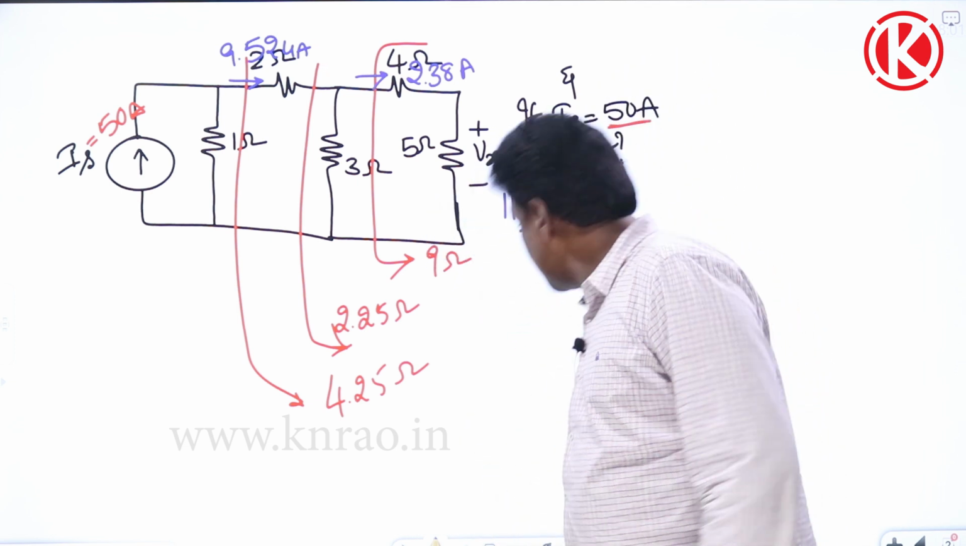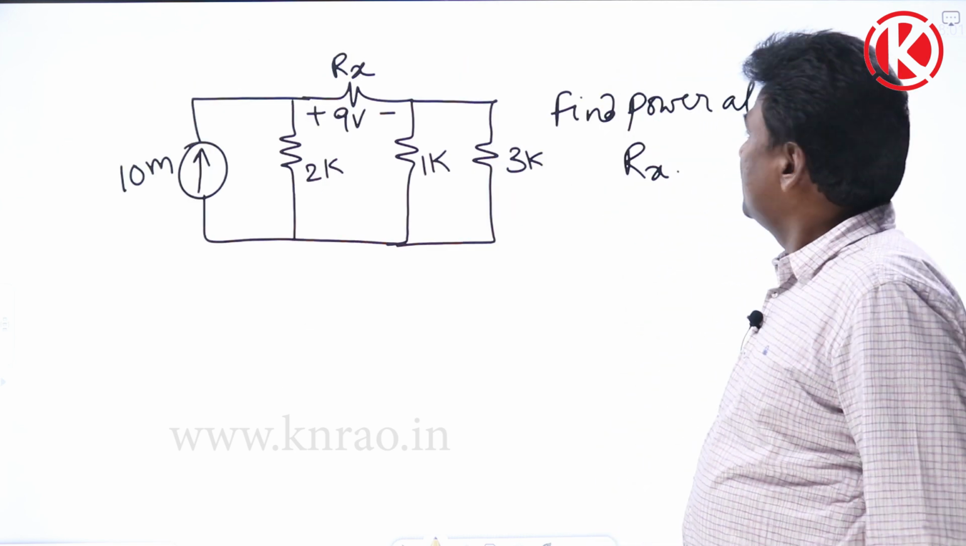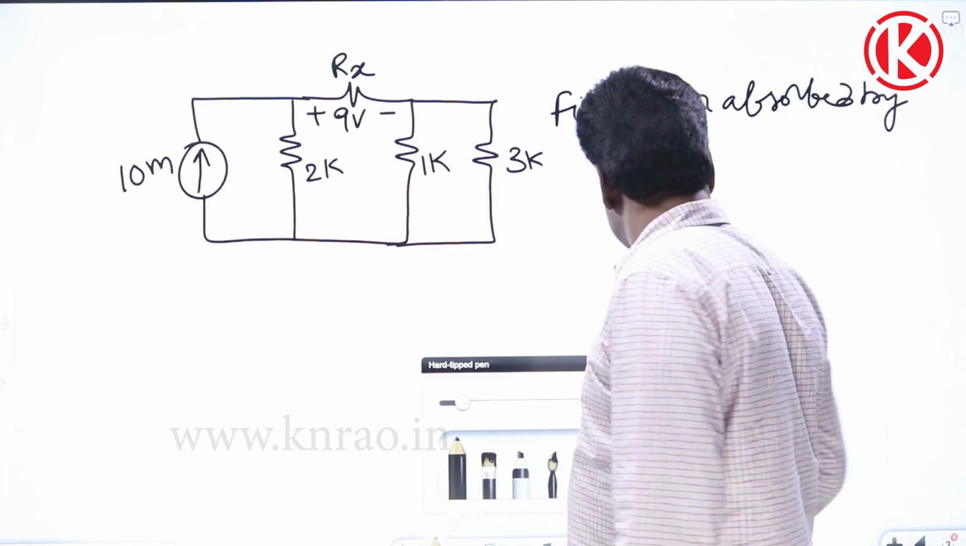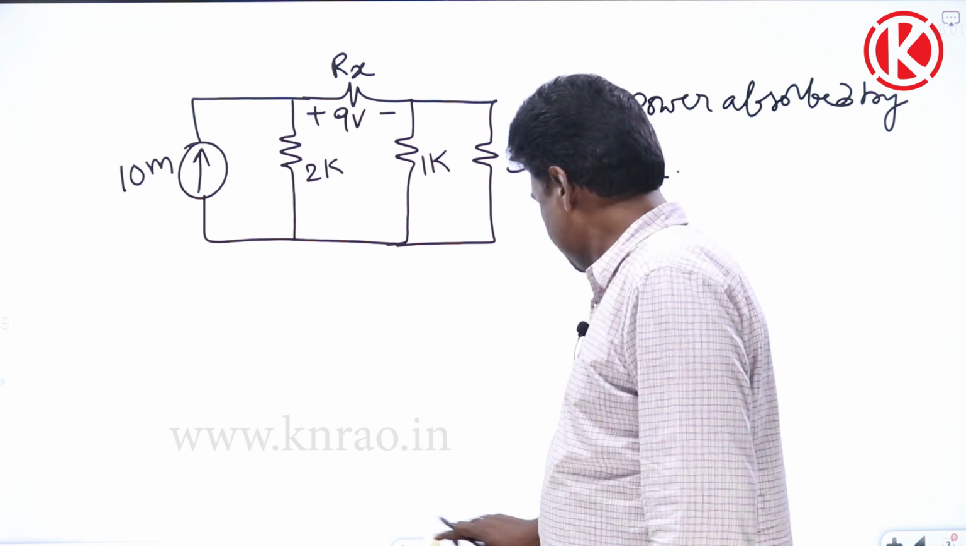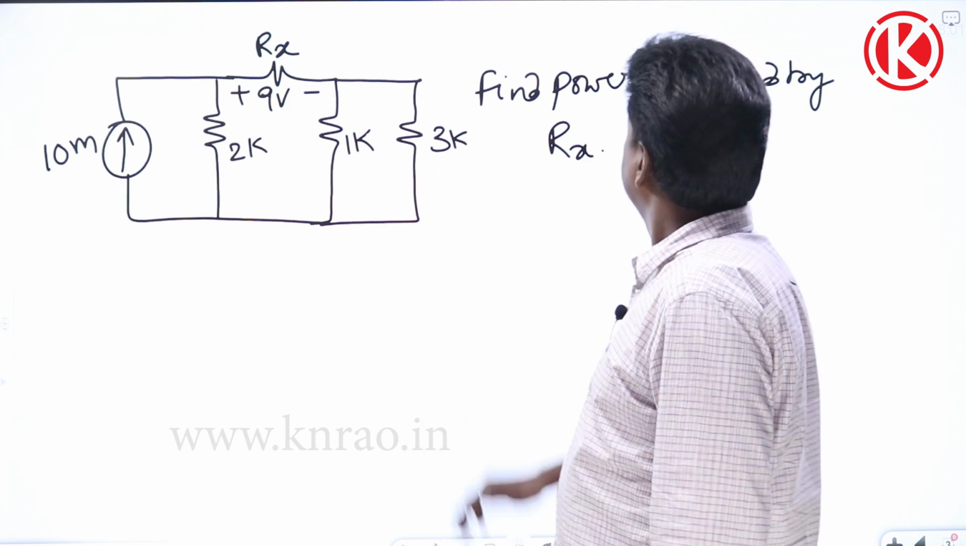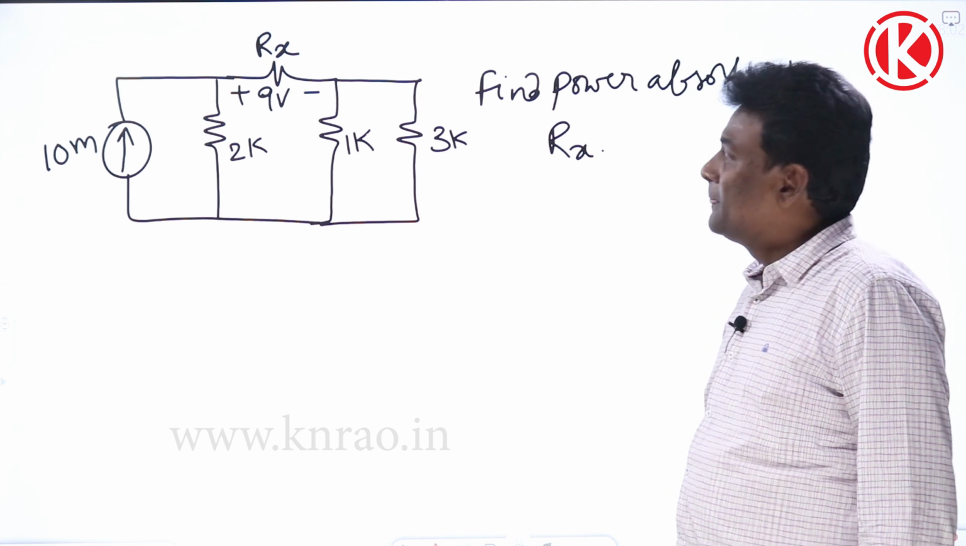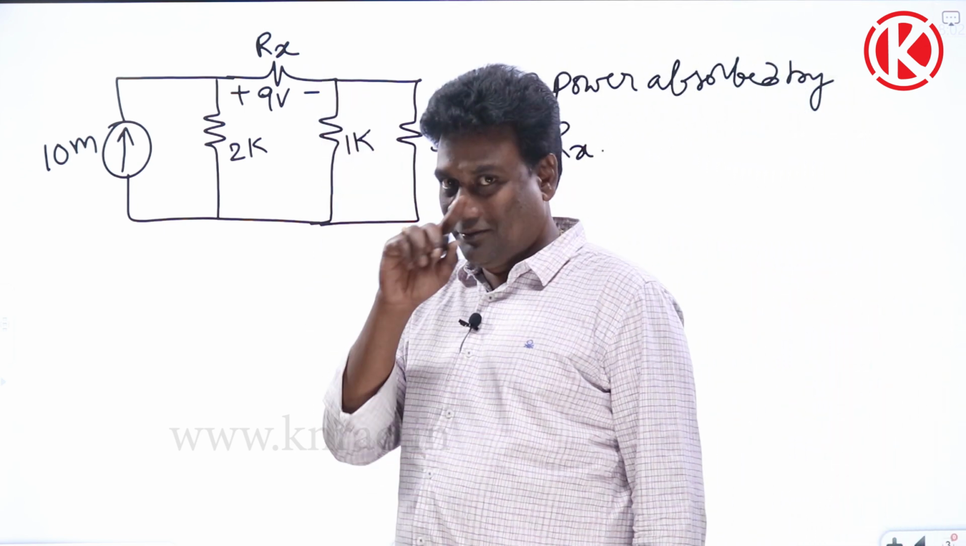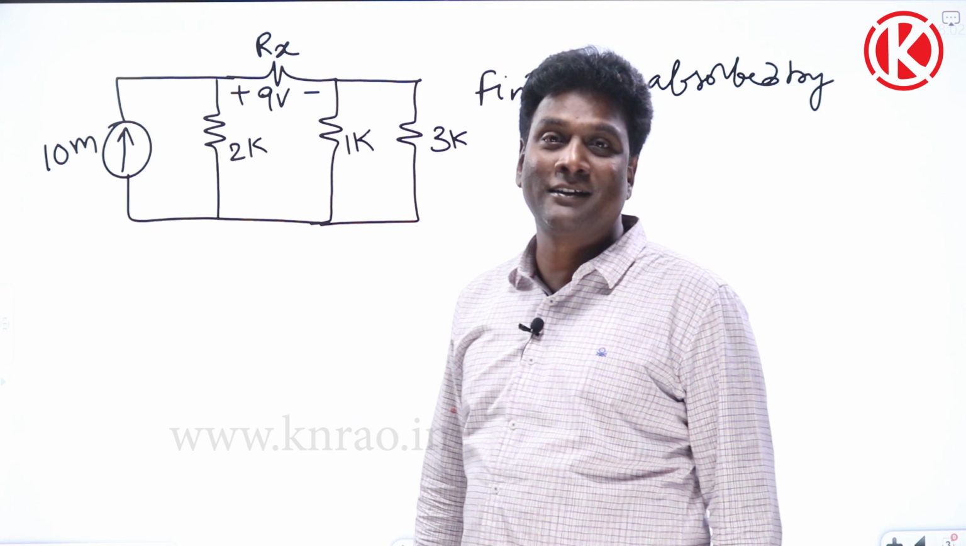Okay. Now this is going to be the second one. Now let us see this. This also I collected from Hayt and Kemmerly only. Find power absorbed by Rx. Rx value we don't know, but they have given 9 volts across that.